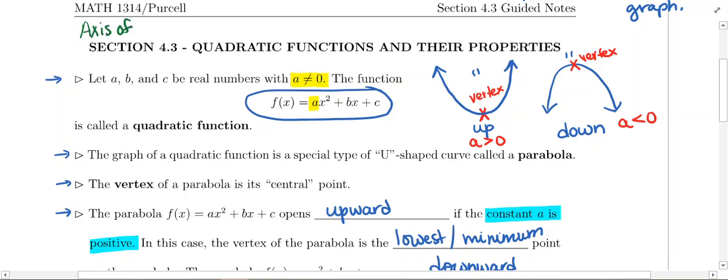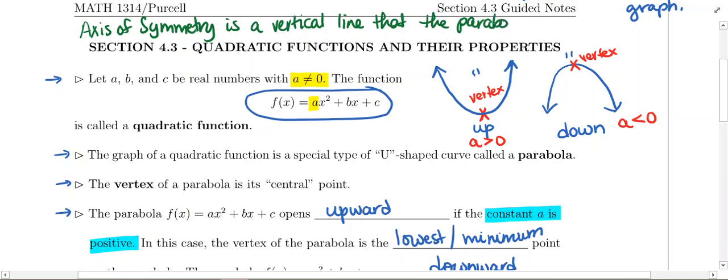The axis of symmetry is a vertical line, meaning up and down, that the parabola is symmetric to. If I looked at this upward opening parabola, I am going to draw in the axis of symmetry. I'm just putting it as this green dotted line. It is a vertical line through the vertex.